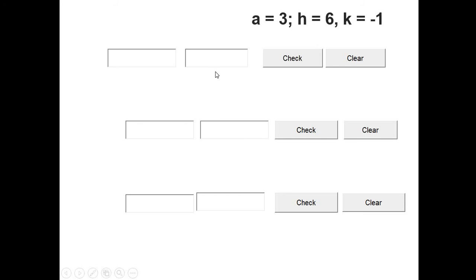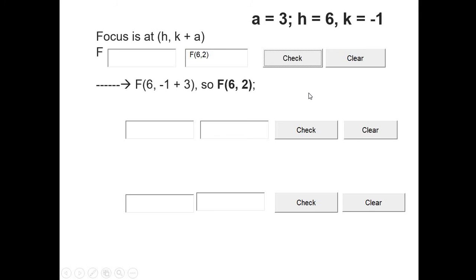Let's start with the focus. What do you think is the focus? The formula for the coordinates h, k plus a. Who wants to answer this? A is 3, h is 6, k equals negative 1. Anybody from the class? Okay, Yuri. Focus. 6, 2 daw. Let's check. Correct. 6, 2 is the focus. Very good, Yuri.